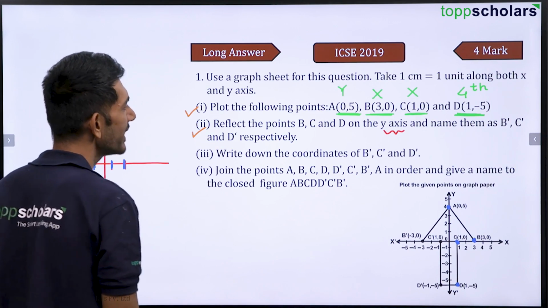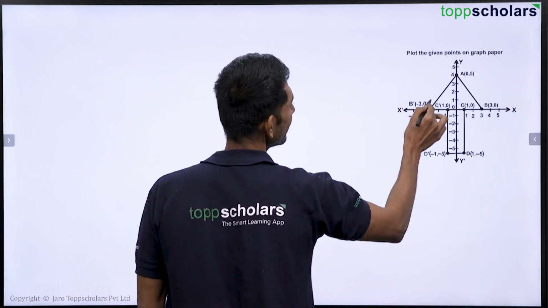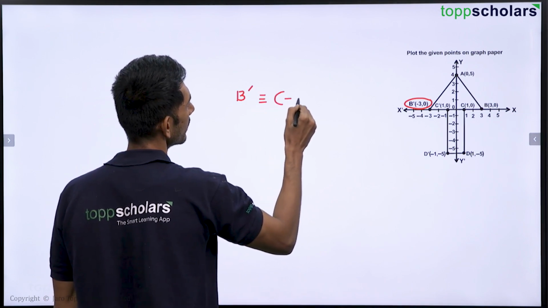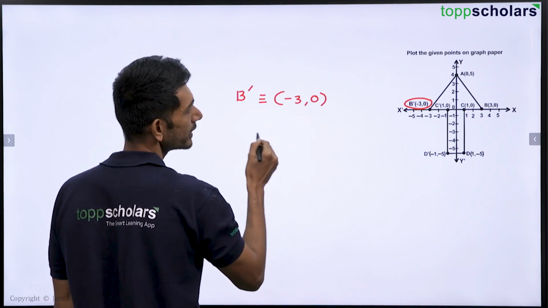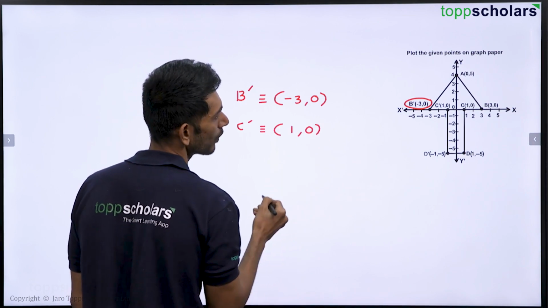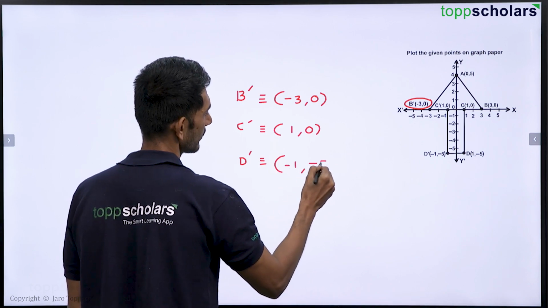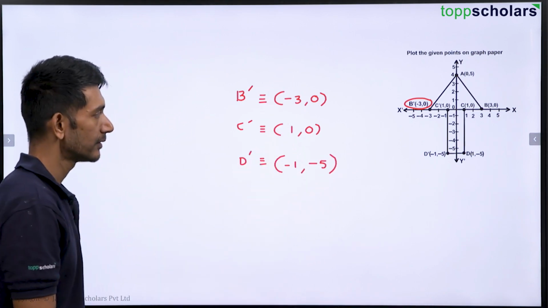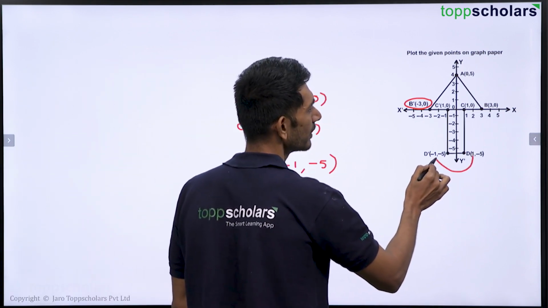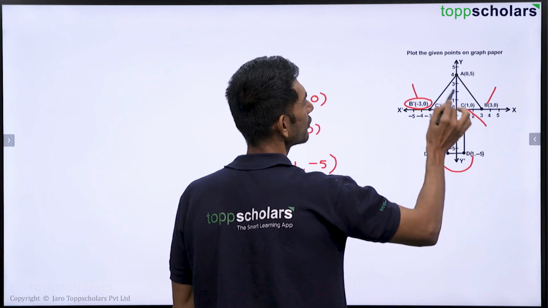Write down the coordinates of B', C', D'. Okay. Coordinates of B', C' and D'. This easy. What is the coordinate of B'? Minus 3 comma 0. What is the coordinate of C'? The coordinates of C' are minus 1 comma 0. And what are the coordinates of D'? As I said, on the y-axis only x will change the sign. So 1 becomes minus 1, 3 becomes minus 3, 1 becomes minus 1. So this is minus 1, correct?